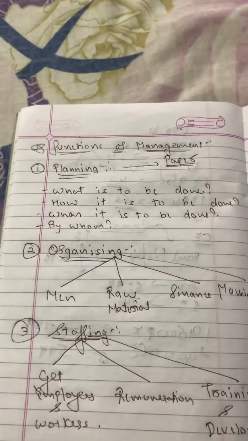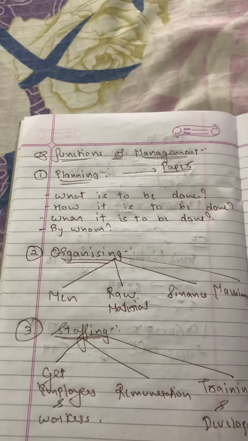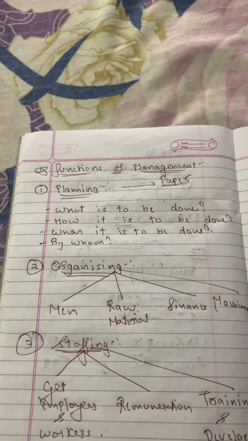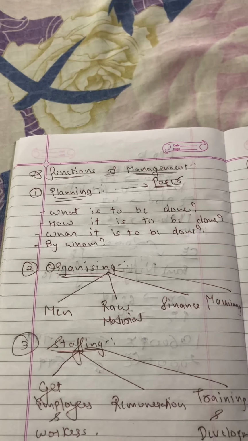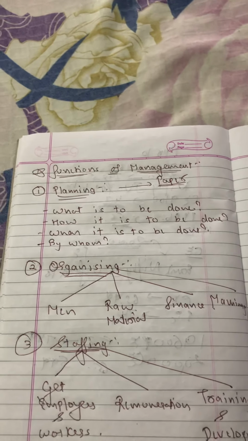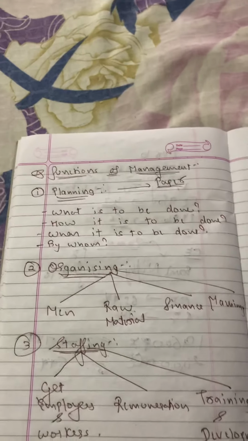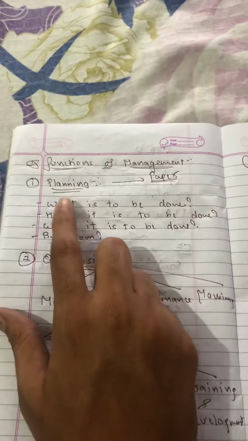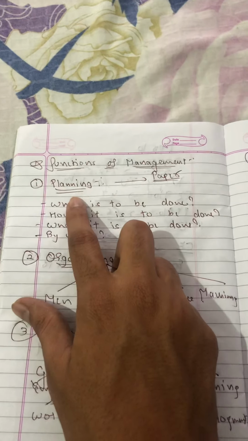Now, what is functions of management? You have to manage something. For example, you have to manage your studies, your school life, your college life, or your business. There is a way, there are steps how you can manage the business. The first thing that we are going to learn about management is planning.